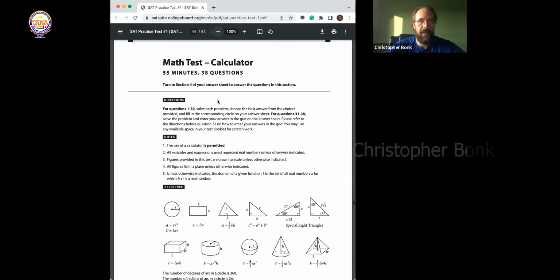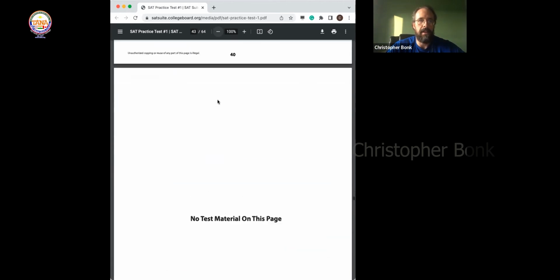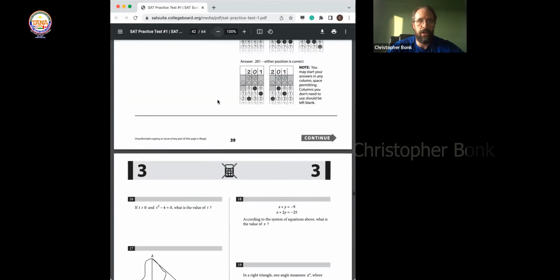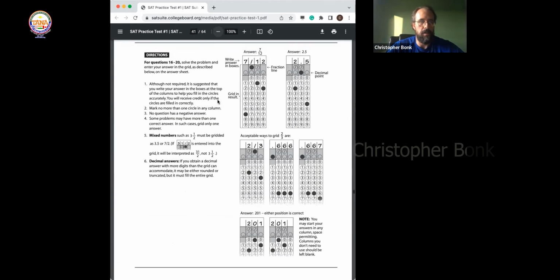And so that is something that I'd like to have us take a look at: for the grid-in section, what are the special instructions? What are some strategies that we can have?